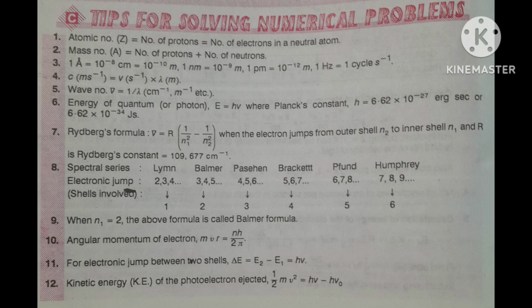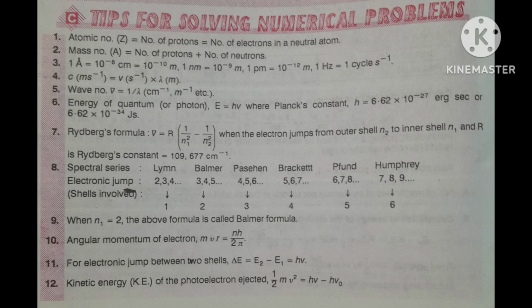And electronic jump. Electronic jump means from orbit number 2, 3, 4, 5 and above, if the electron comes down to the first orbit, the lowest, then it will produce the Lyman series.